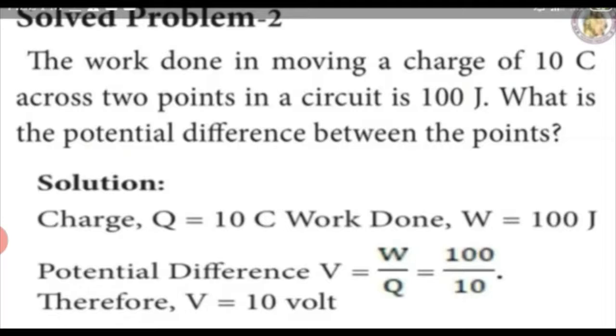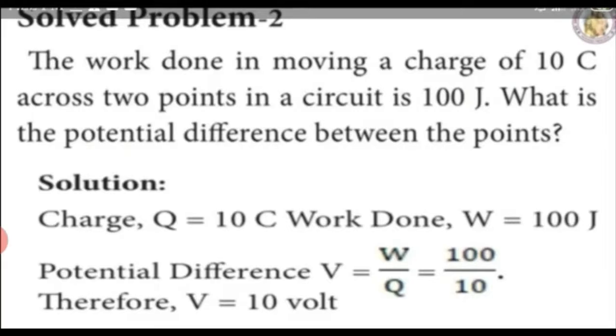Next, write the formula for potential difference. V is equal to capital W, that is work done, divided by charge Q. Next, substitute the values. For work done W, 100, divided by charge 10. If you divide these two, you will get the potential difference value. V is equal to 10 volt.